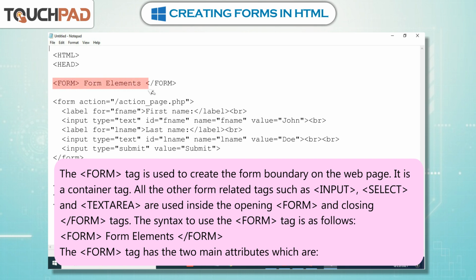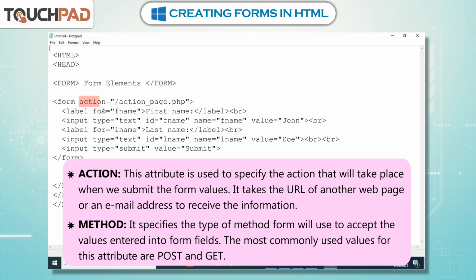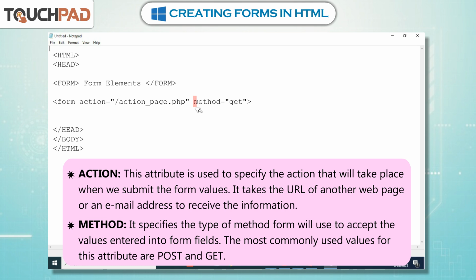Form elements /form. The form tag has two main attributes. Action: this attribute is used to specify the action that will take place when we submit the form values. It takes the URL of another web page or an email address to receive the information. Method: it specifies the type of method the form will use to accept the values entered into form fields. The most commonly used values for this attribute are post and get.